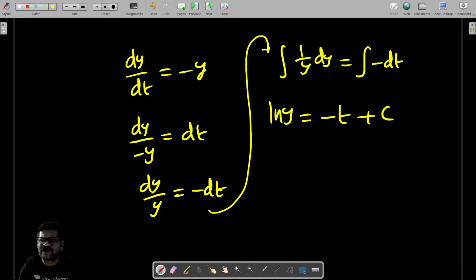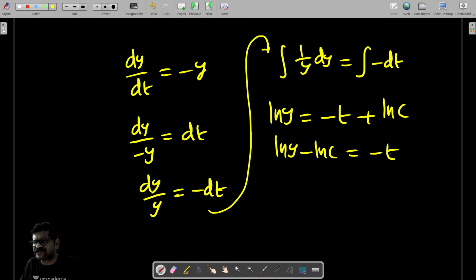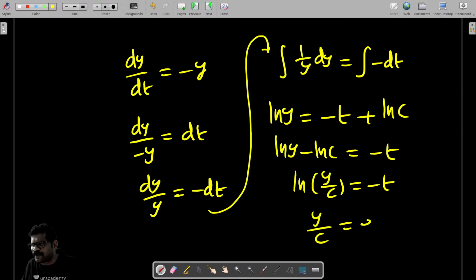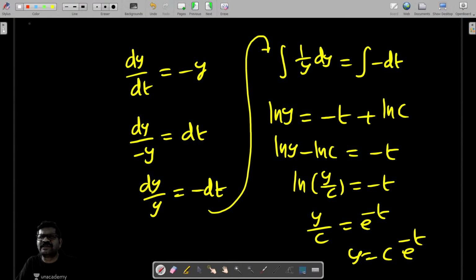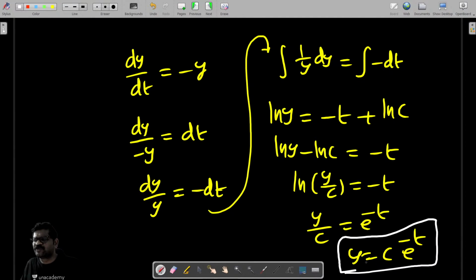Otherwise you can write log c also, no problem, because anyhow it is an arbitrary constant. Now log y minus log c equal to minus t, log y by c equal to minus t, y by c equal to e power minus t. So y is equal to c into e power minus t. That is one solution we got.